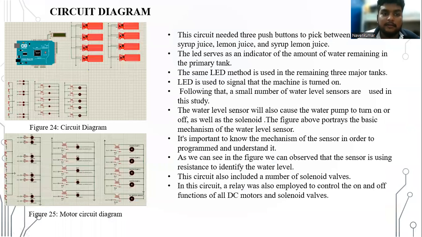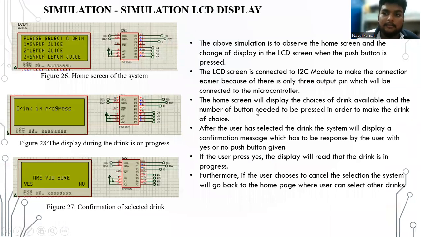So next, this is a simulation of my design. This is the welcoming screen. When the machine is powered up, the welcoming screen will display the selection of three juices. And once the button is chosen, for example, the user presses number 2, the screen will ask, are you sure, yes or no? If no, it will return to the home page. If yes, then the drink will be in progress.